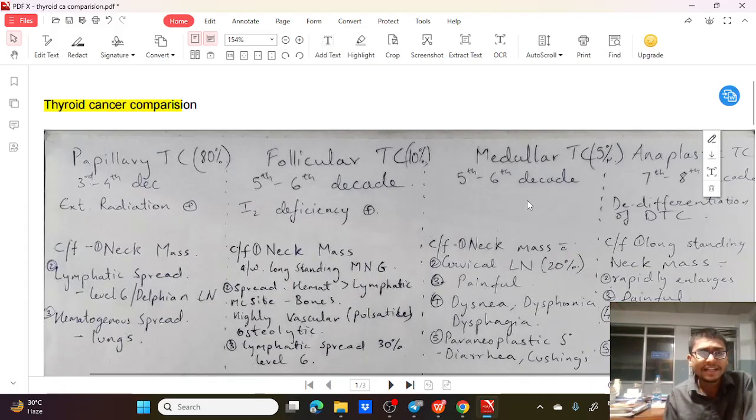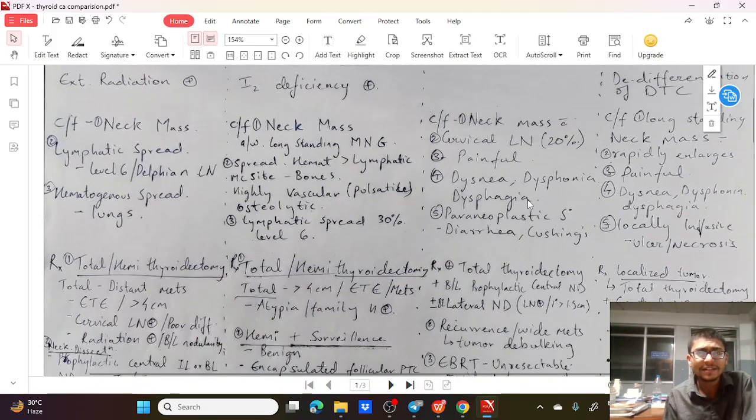Now coming to the clinical features and their comparison. The first one is papillary thyroid cancer. It presents with a neck mass, generally painless, and sometimes shows lymphatic spread in level 6, that is the pretracheal, prelaryngeal, Delphian lymph nodes. When it spreads more, there is hematogenous spread, most commonly to the lungs.